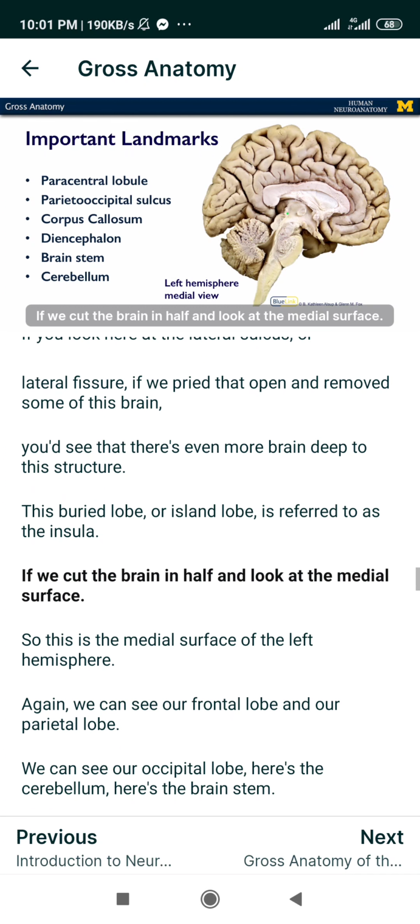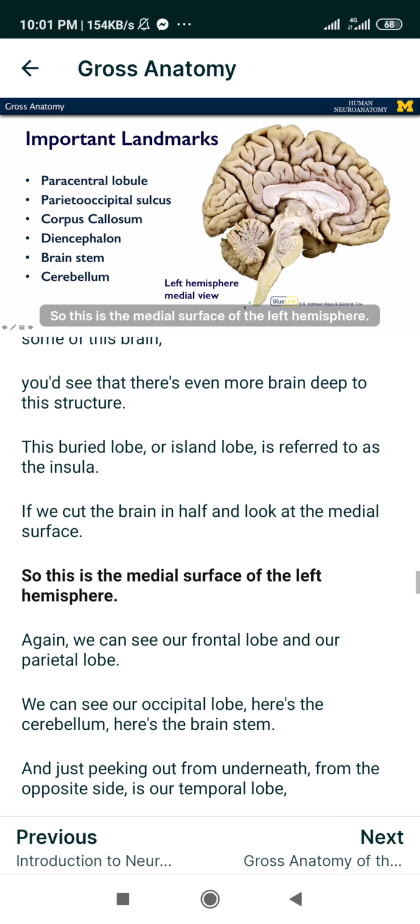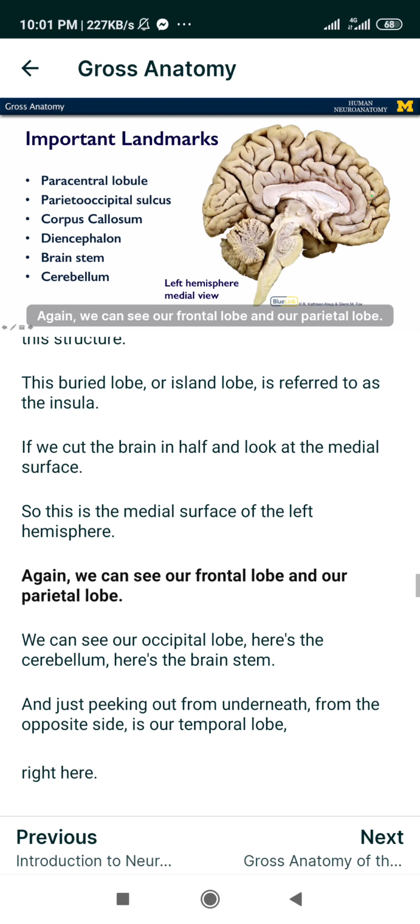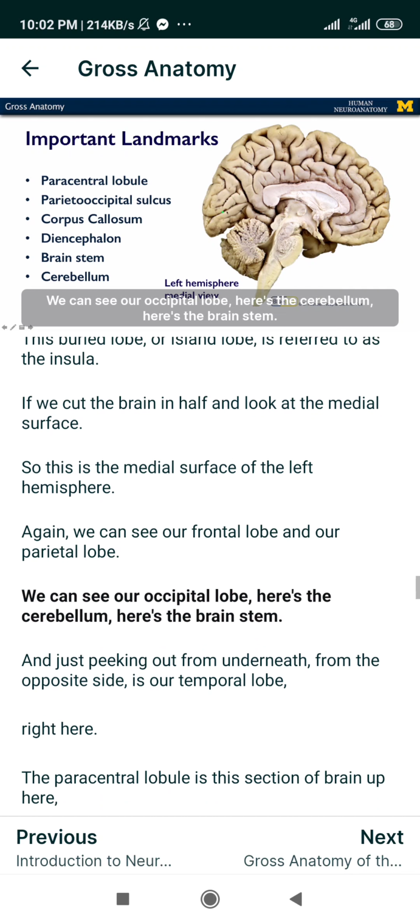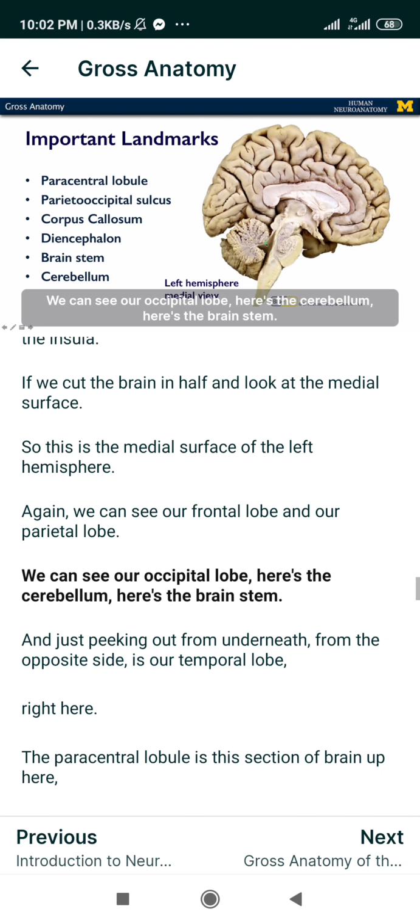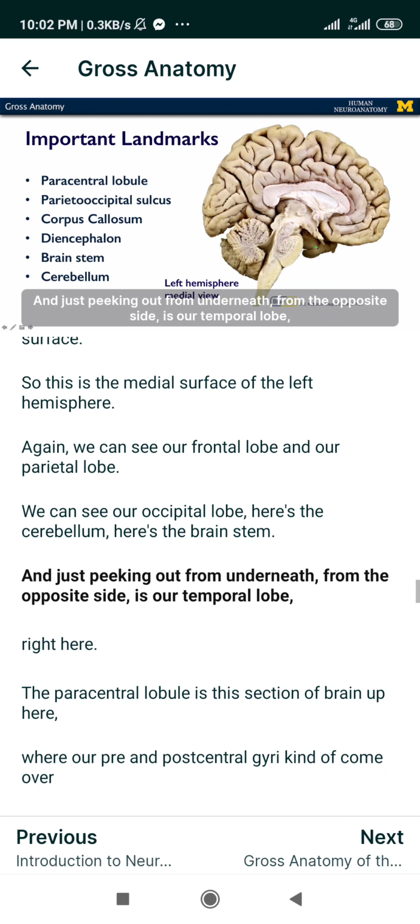If we cut the brain in half and look at the medial surface, so this is the medial surface of the left hemisphere, again, we can see our frontal lobe and our parietal lobe. We can see our occipital lobe. Here's the cerebellum. Here's the brainstem. And just peeking out from underneath from the opposite side is our temporal lobe right here.